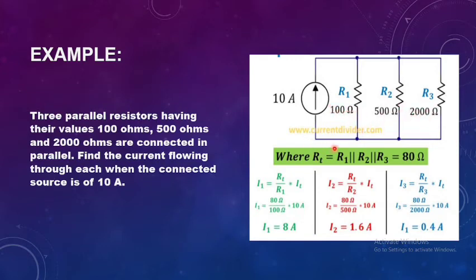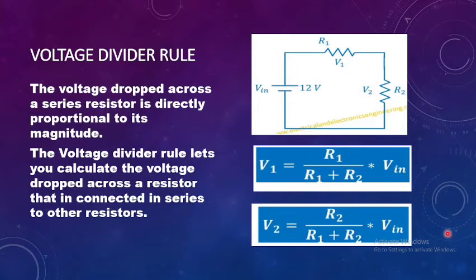So, first, we need to find the total resistances. We have 80 ohms. And then, substitute the values. So, for I1, we have 8 amperes. And for I2, we have 1.6 amperes. And then, for I3, we have 0.4 amperes. So let's go to voltage divider rule.